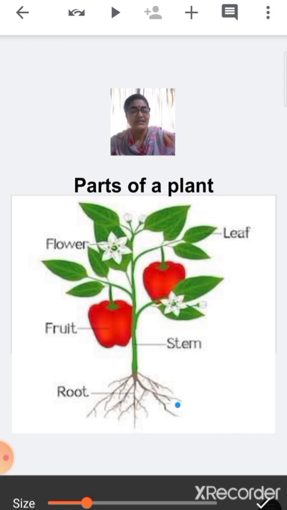Okay? This is the stem of the plant. This is the fruit of the plant. This is the flower of the plant. This is the leaf of the plant. Okay, children? So these are the different parts of a plant. Root, stem, fruit, flower and leaf. Okay, children?